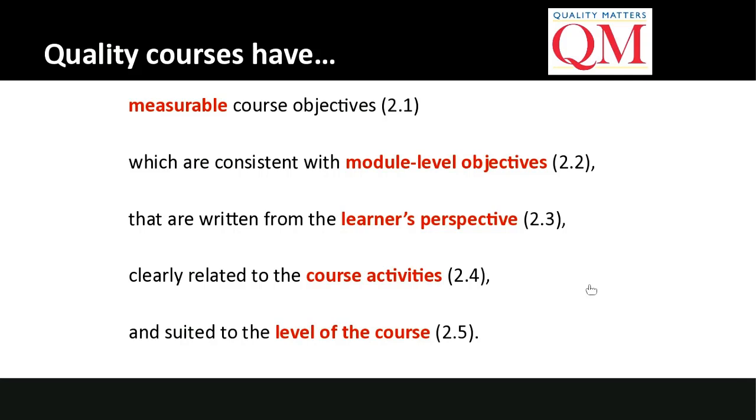So we're going to close off on learning objectives here and jump into our assessments. But just to wrap things up with what Quality Matters says about quality online courses, we wrapped it into this big sentence. The numbers you see next to these are called specific review standards. Those are the more bite-sized standards that QM addresses as they relate to learning objectives in a quality online course. Quality courses have measurable course objectives, which are consistent with the module level objectives. They are written from the learner's perspective. They relate to the other activities in the course, and we'll talk about course activities when we talk about assessments coming up. And they are suited to the level of the course.